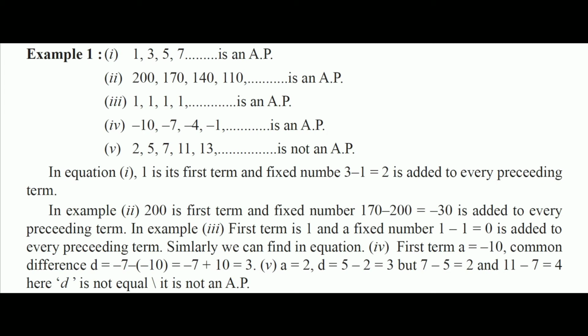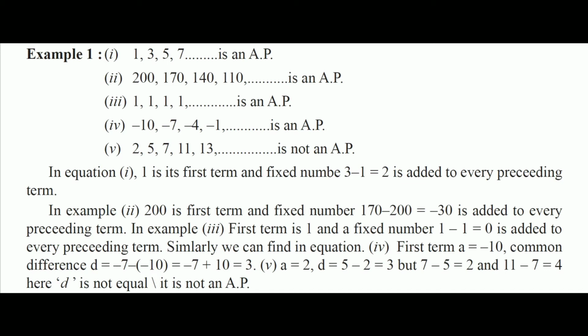The third example is a very interesting one. The given pattern is 1, 1, 1, 1 and so on. It is also an AP. Let us check. Here the first term T1 is 1. Second term T2 is 1. Third term T3 is 1. Fourth term T4 is also 1 and so on.